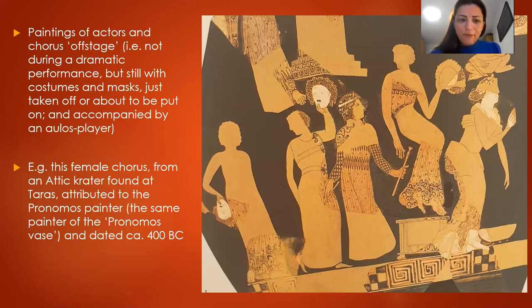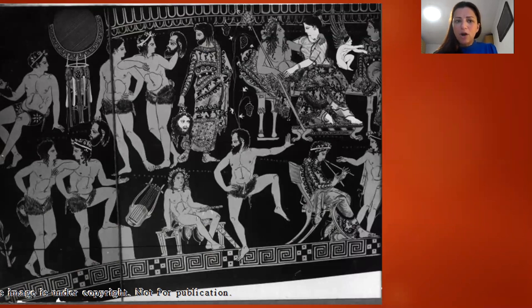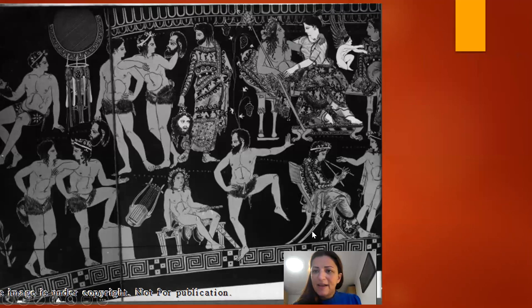Now, if we go on to, I mean, this is, as we said, an example of a vase painting by the same person who painted the Pronomos vase, which is actually the most famous of these offstage scenes that feature theatrical choruses, and in this case also actors. Now, this is the Pronomos vase. You should imagine it as a very tall kind of vessel of about 75 centimeters height, and it is dated again in the same period as the previous vase that we saw. So, let's look at it a little bit more closely. I'm going to move my video here.